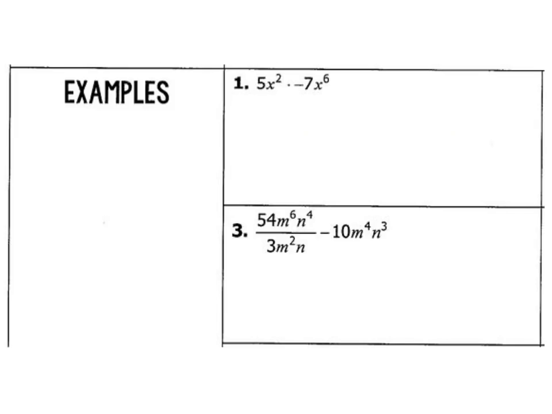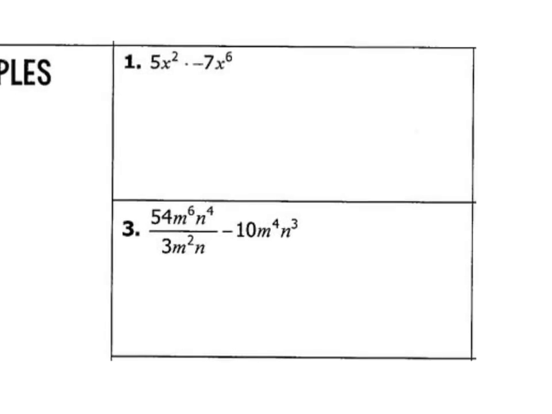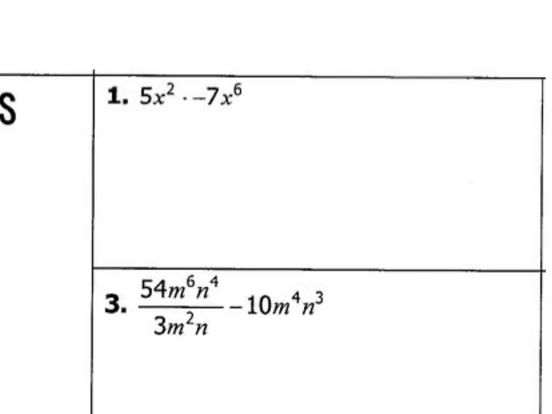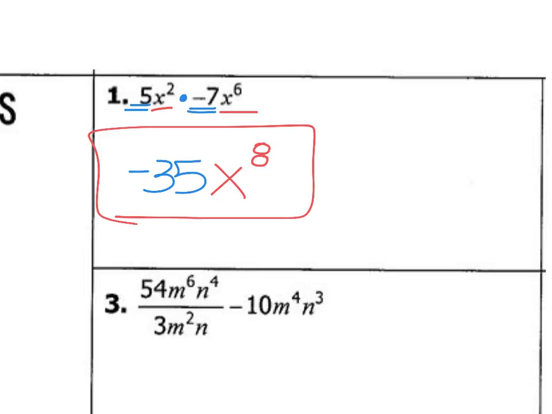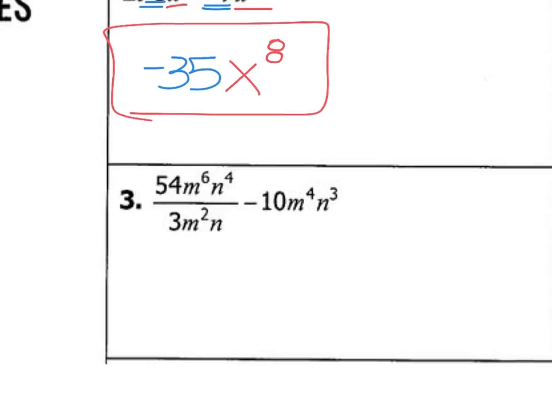All right, so let's do numbers 1 and 3, a few examples. Starting with number 1, the first thing we want to do is recognize that we're multiplying here. So the first thing we'd want to do is multiply the numbers together. 5 times negative 7 gives us negative 35. Then we would want to multiply the x squared and the x to the 6th power together. Now this would be using the product rule because x is the same base, so we would add the exponents together. To simplify x squared times x to the 6th, that would give us x to the 8th power. And you're done. All right, moving on to example number 3.